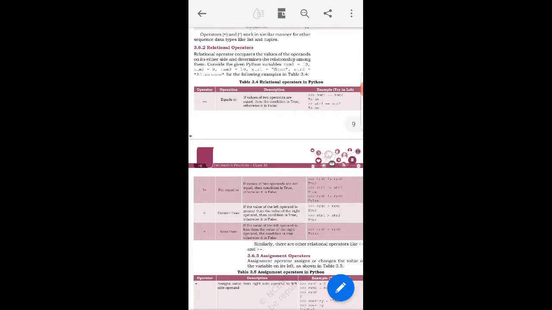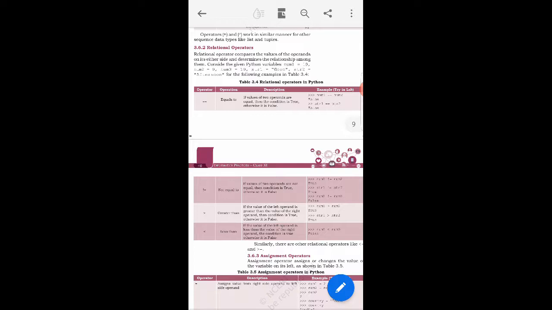Next is not equal to. If the values of two operands are not equal then the output will be true, otherwise the output will be false. See the example, num1 is not equal to num2, so this is giving you true because 10 is not equal to 0, answer is true.